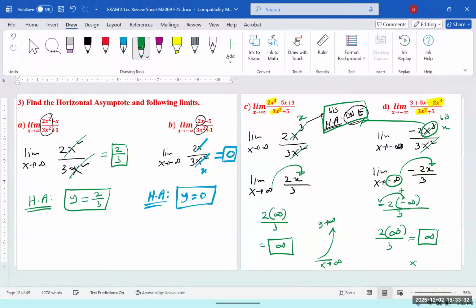What does it mean? It means when x is going to negative infinity, y is going to positive infinity. So something like this. If x is going to go smaller and smaller, y is still getting bigger and bigger and bigger.